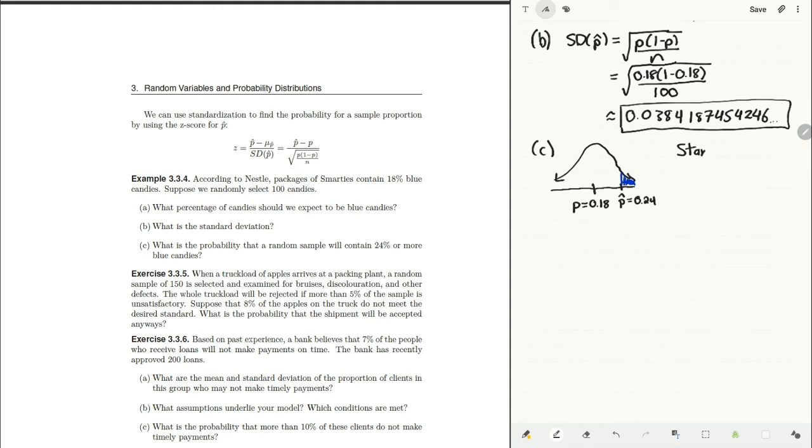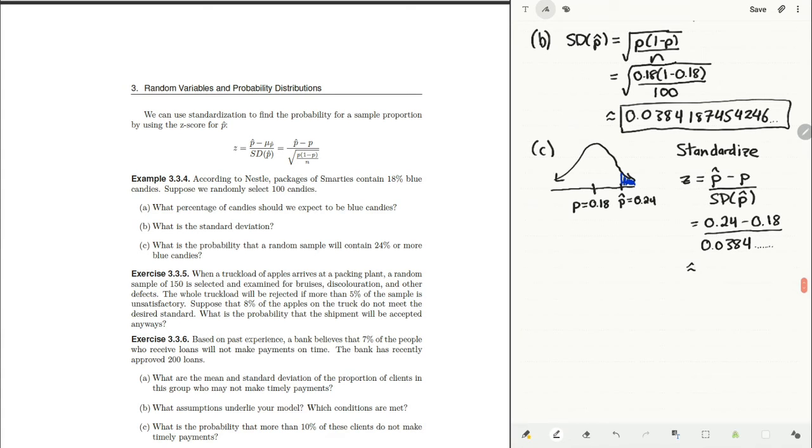So rather than working with this normal model, let's look at standardizing our data like we've done in previous examples by using a z-score transformation. The z-score transformation is p hat minus the mean, which is p, divided by the standard deviation of our sampling distribution model. So the z-score for our sample proportion of 0.24 is 0.24 minus p, which is 0.18, divided by the standard deviation, which is 0.0384, and so on.